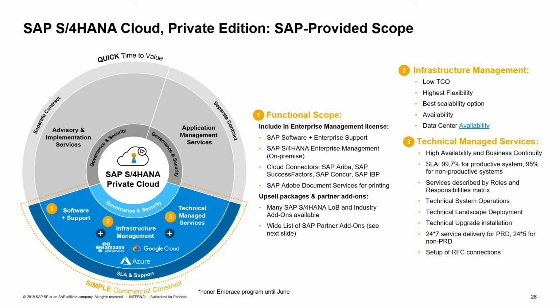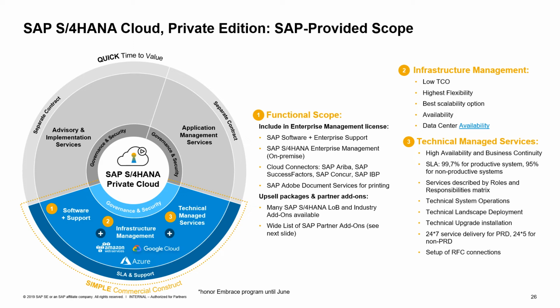Upsell packages and partner add-ons are also then available. So we have many line of business and industry add-ons that are available on the price list. And that can be added to your deal as part of your sales cycle depending on your customer's requirements. So things like cash management, accounts receivable, warehouse management, retail, banking, and so on. So look at the price list for all of the add-ons based on your customer's industry and business requirements.